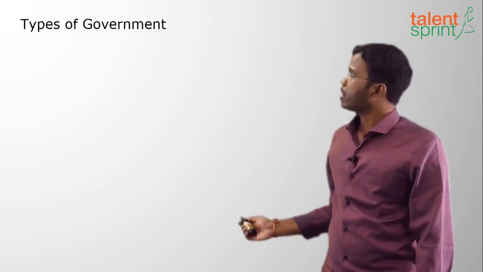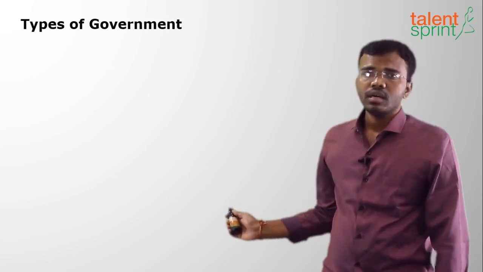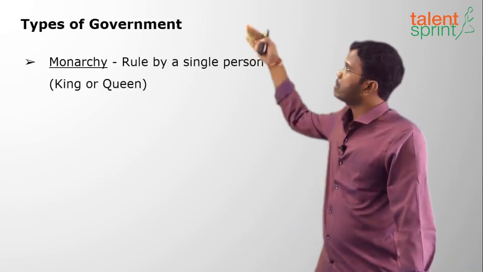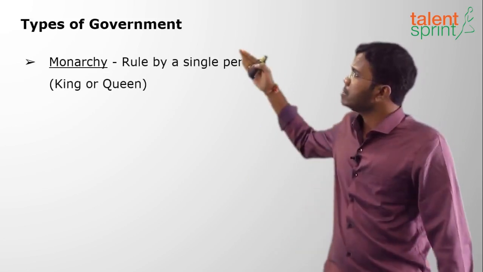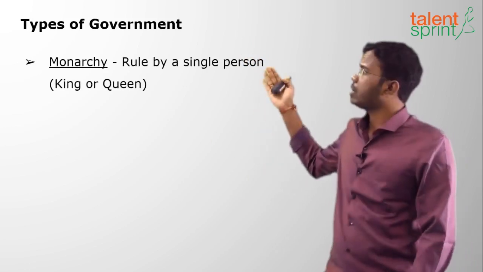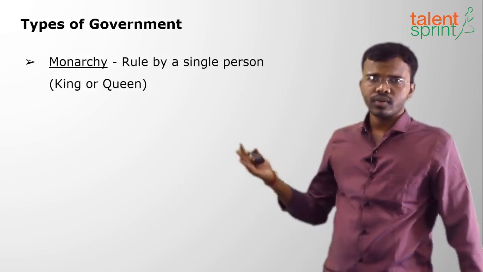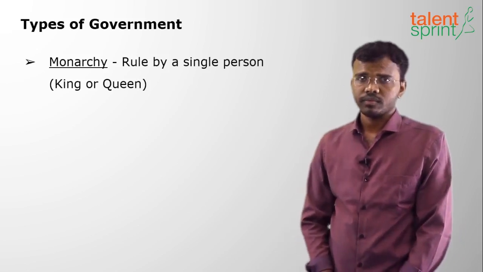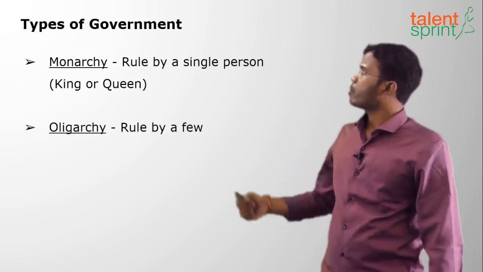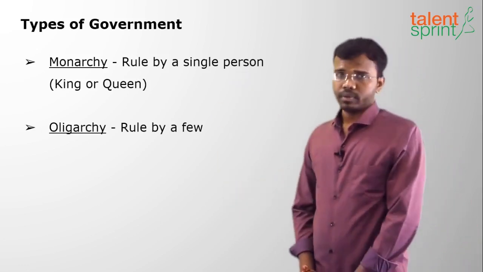Moving on to the next one, that is types of government. What are the types of governments we generally see in the world? The first type of government is monarchy. What do you mean by monarchy? Monarchy means it is ruled by a single person, that may be a queen or king. He is the monarch. He sets the rules for the society. He will implement the rules and he will give justice to the people. Moving on to the next type of government, that is oligarchy. It is a rule by few people.